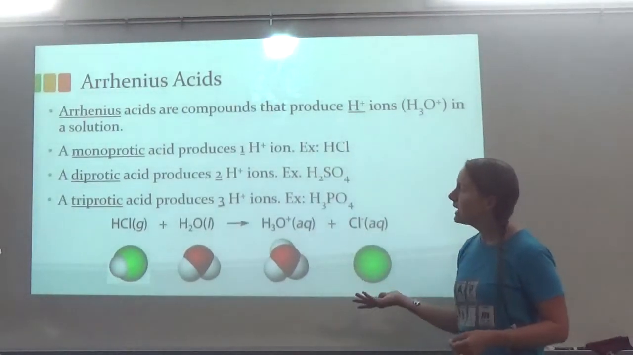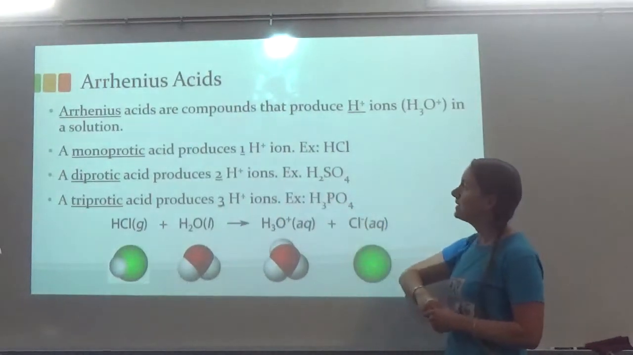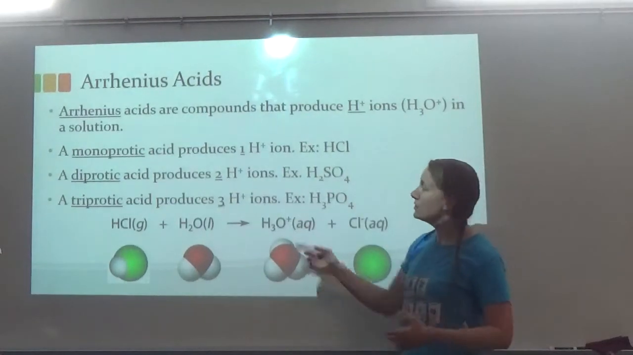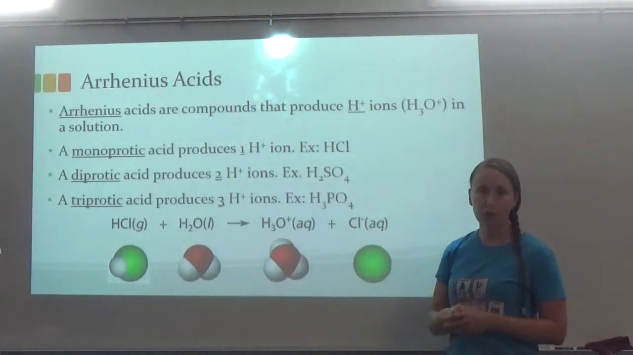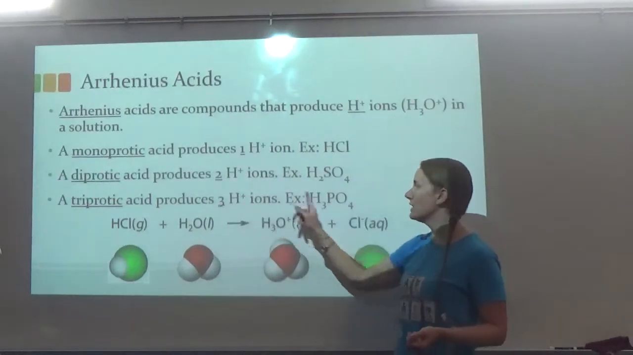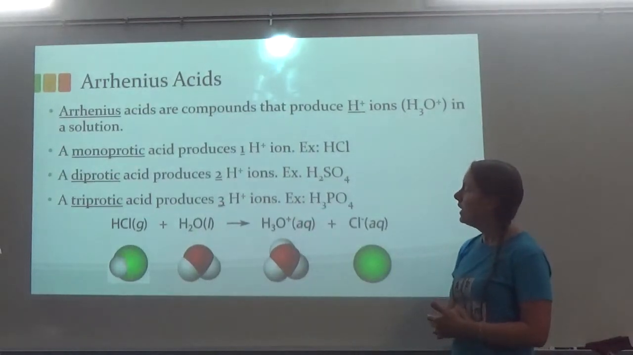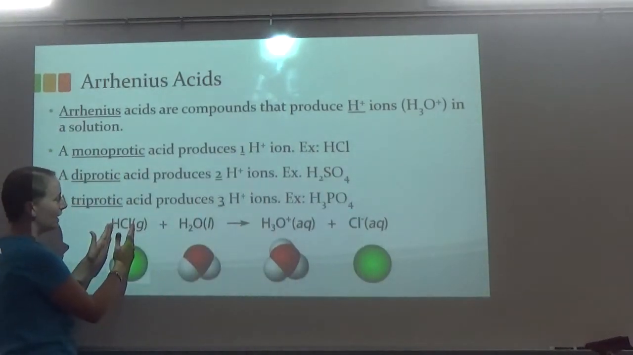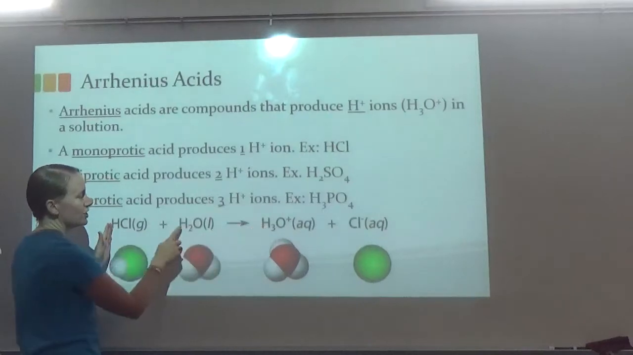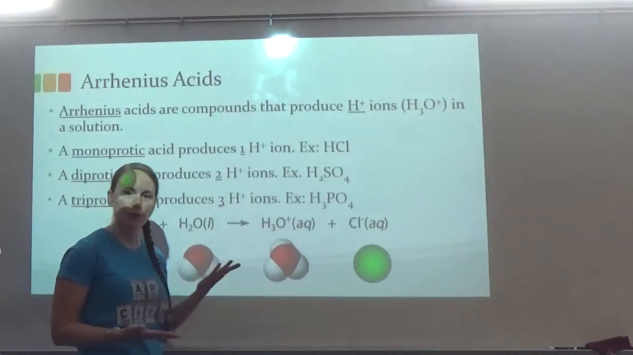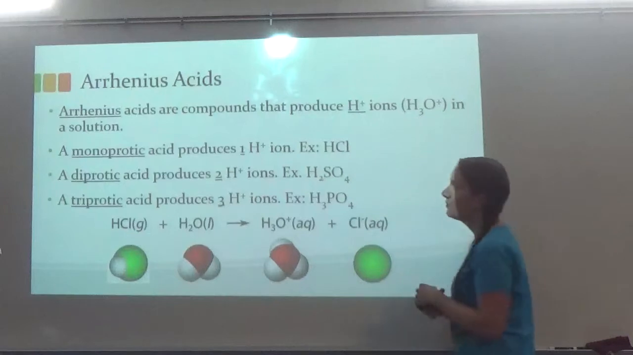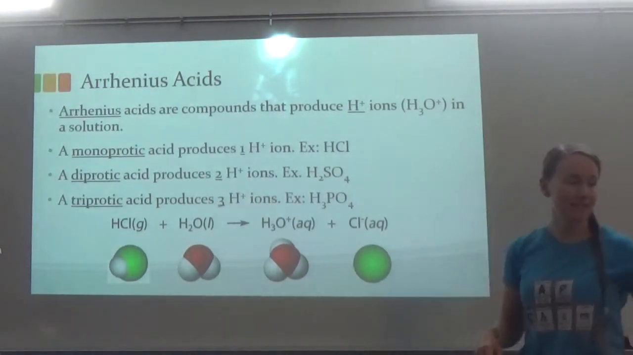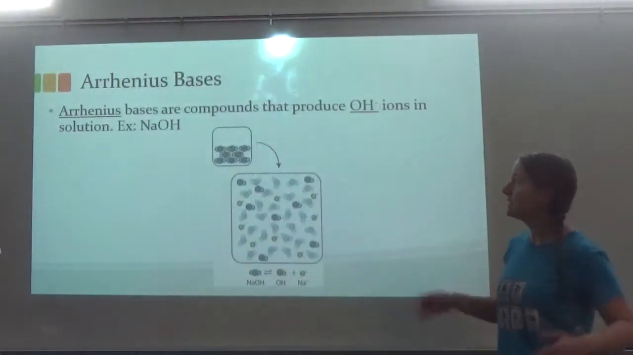So a monoprotic acid produces 1 H+ ion. An example would be HCl. It can produce 1 hydrogen. A diprotic produces 2, so H2SO4. And a triprotic produces 3, like H3PO4. And here's an example where they took the HCl, and when they removed one of the hydrogens, they gave it to the water to make the H3O+. And then you're just left with Cl-. So that's the Arrhenius definition of an acid. It produces H+ ions in solution, or hydronium ions.